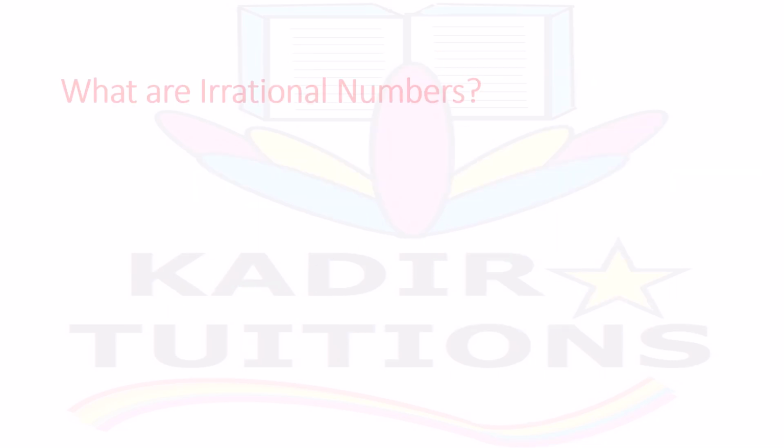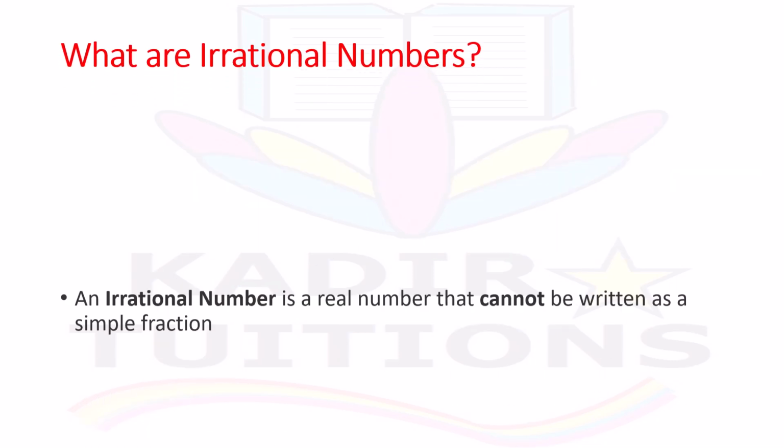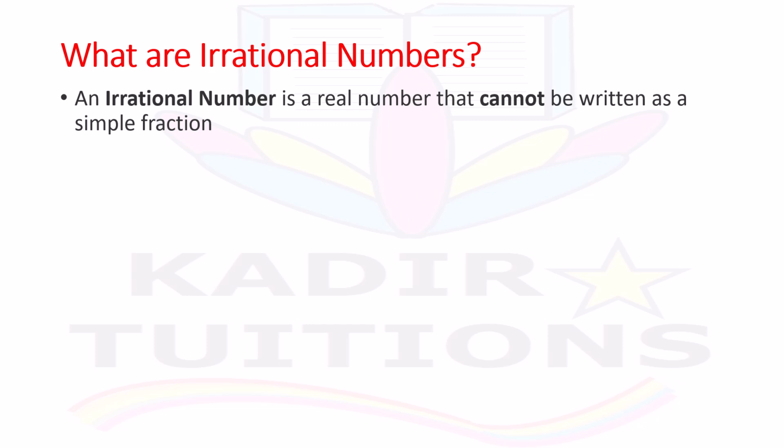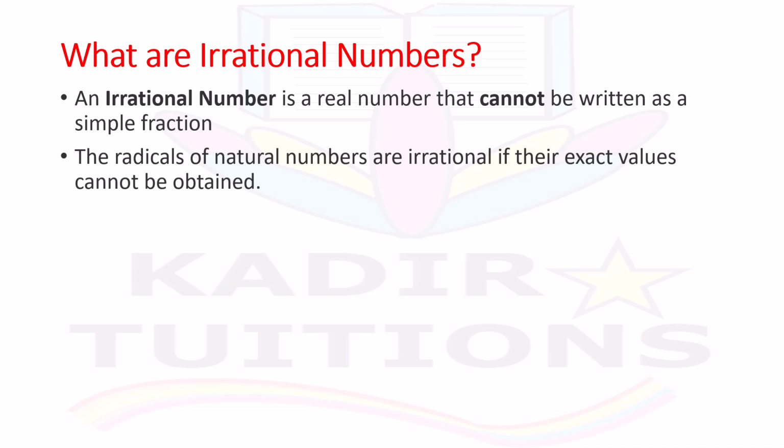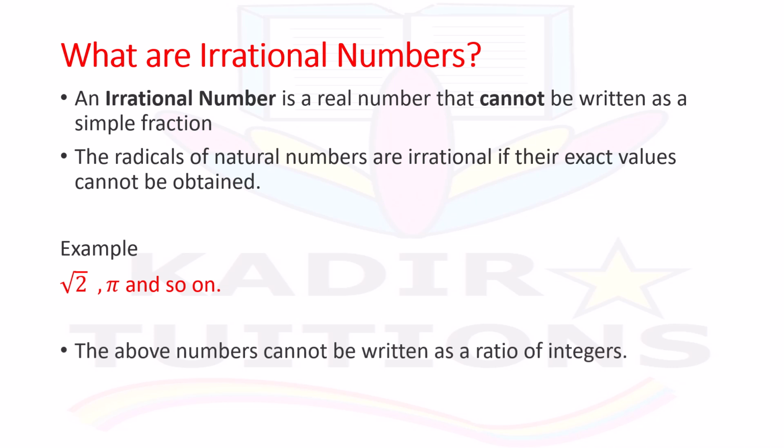The next thing is, what are irrational numbers? They also come under the real number category, but they cannot be written as a simple fraction. The radicals of natural numbers are irrational. When can I say a radical is irrational? If I cannot find any value for the radical, then we say it is an irrational number. Some examples are root 2 and pi. We have so many examples.